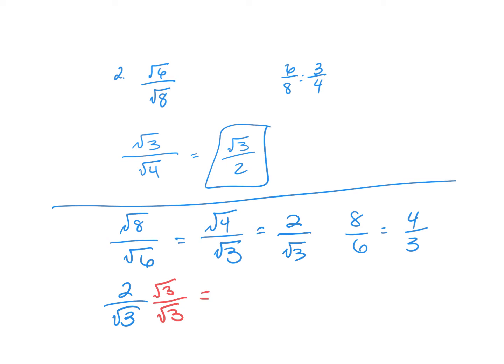So upstairs you get 2√3, and downstairs, what is radical 3 times radical 3? Any time you have the square root of something times itself, it equals the number under the hood. All right? And this is the answer when the square root of 6 is upstairs. This is the answer when the square root of 6 is downstairs.